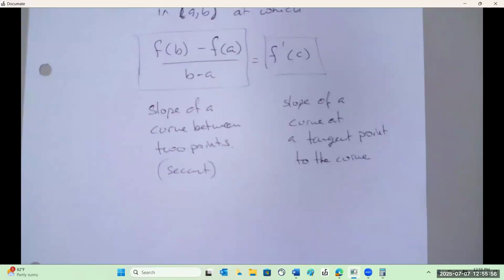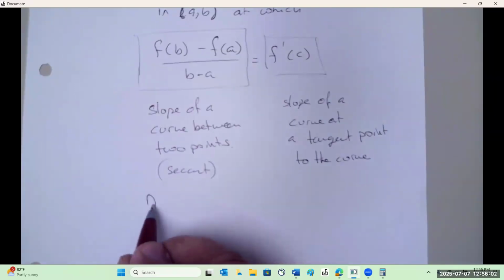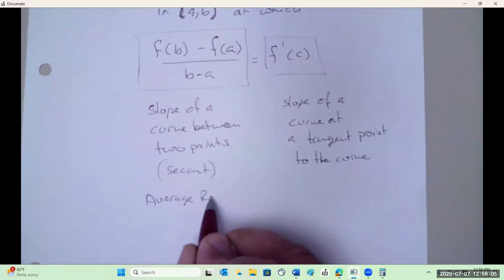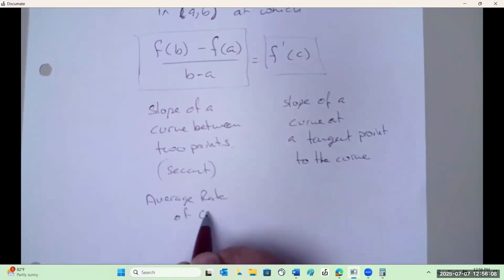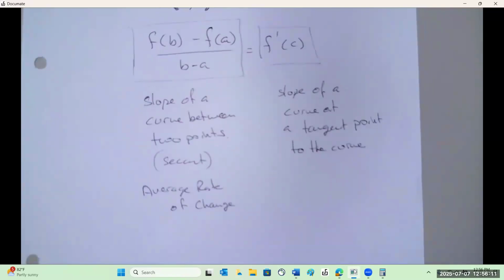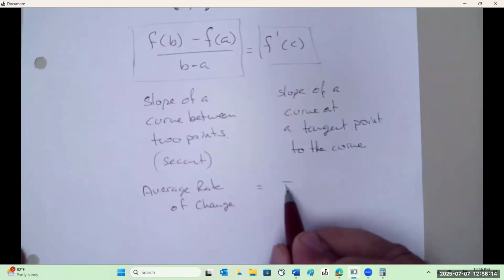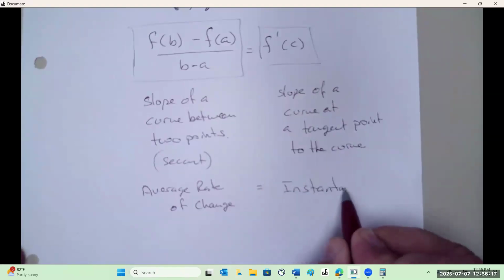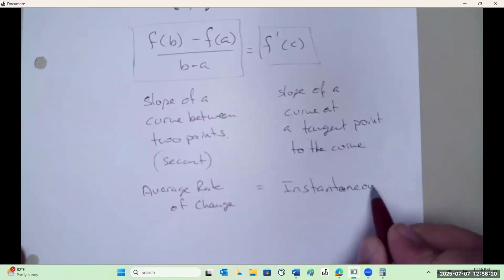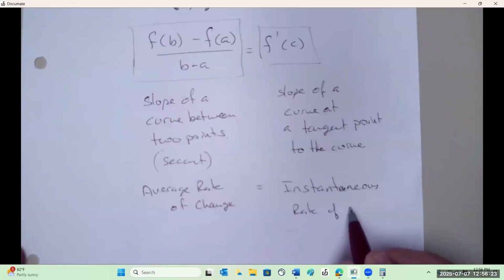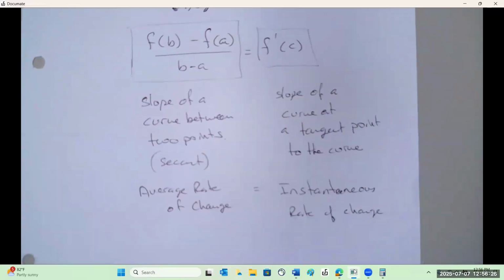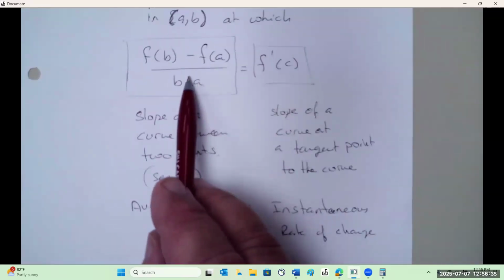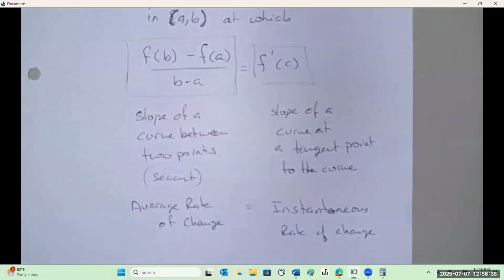We can take it one step further also. What does this prove for us? This is the average rate of change, and now it's going to equal the instantaneous rate of change. And the proof itself is pretty straightforward, actually. Starting with this, we just multiply both sides by b minus a and go from there.